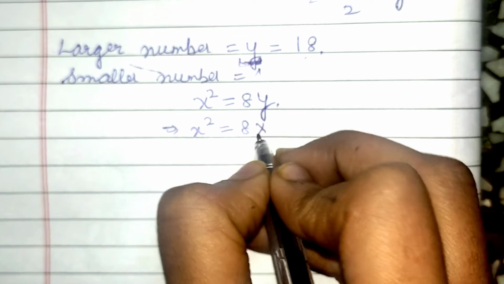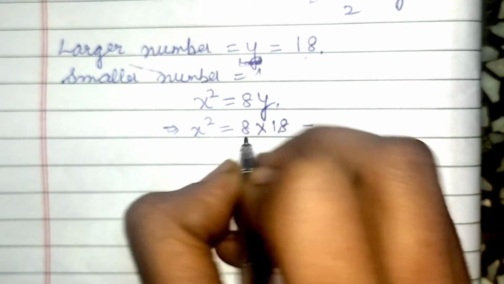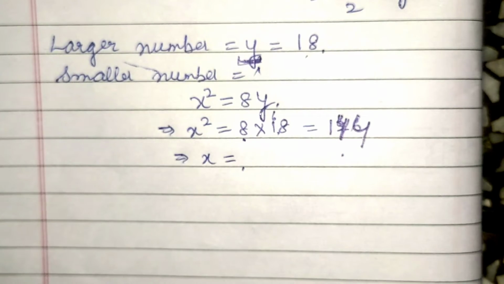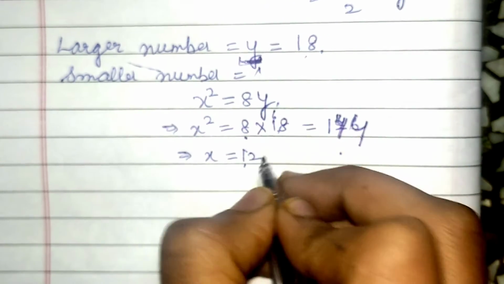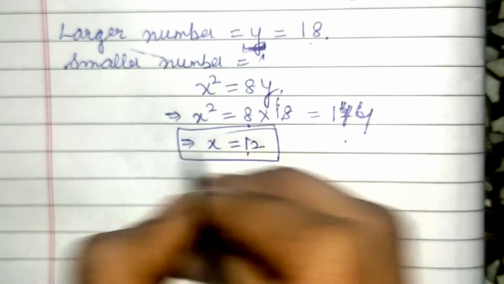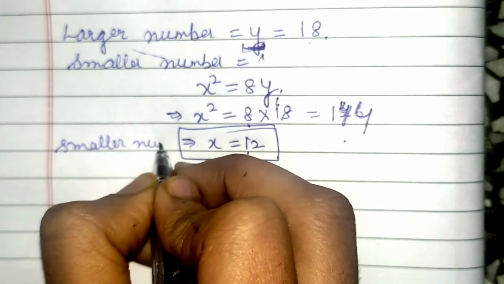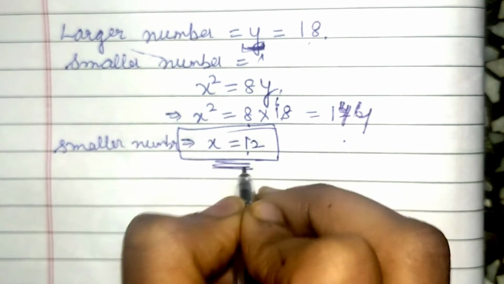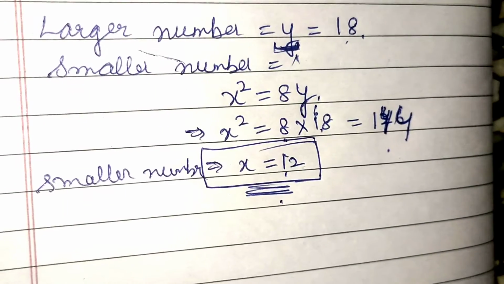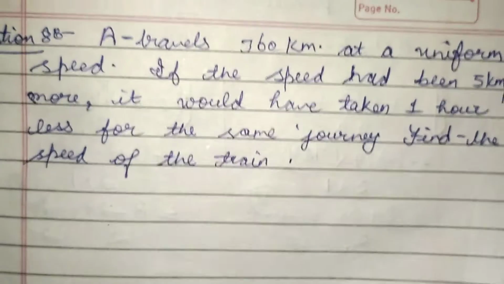So 8 into 18 will give me 144. So my x will be equal to 12. That means my smaller number will be equal to 12. So moving to question number 8.